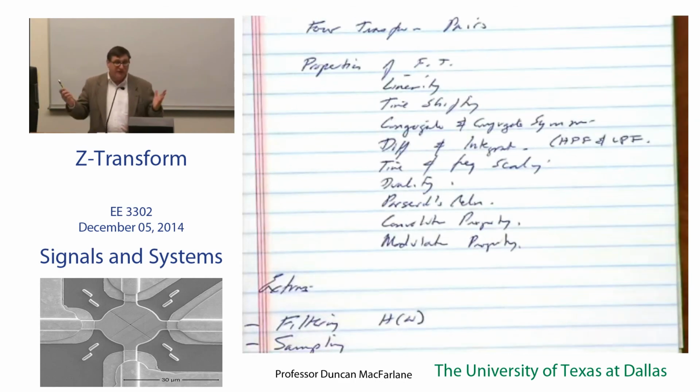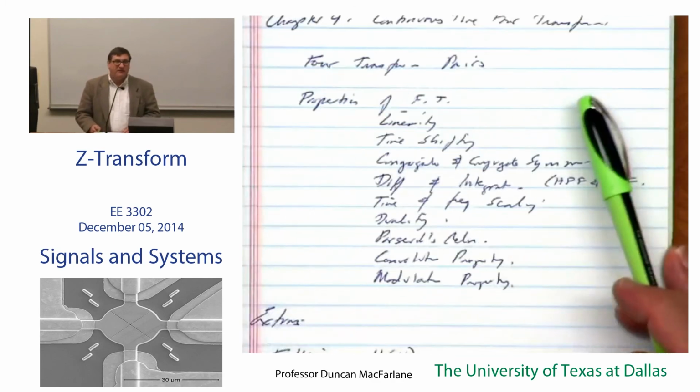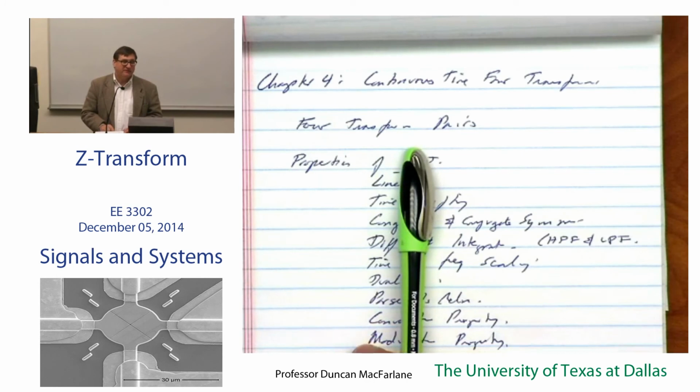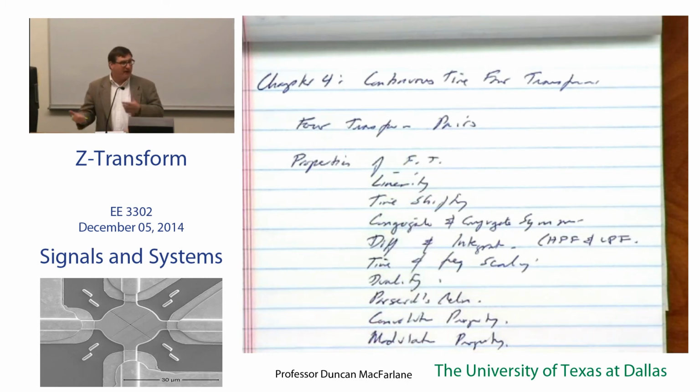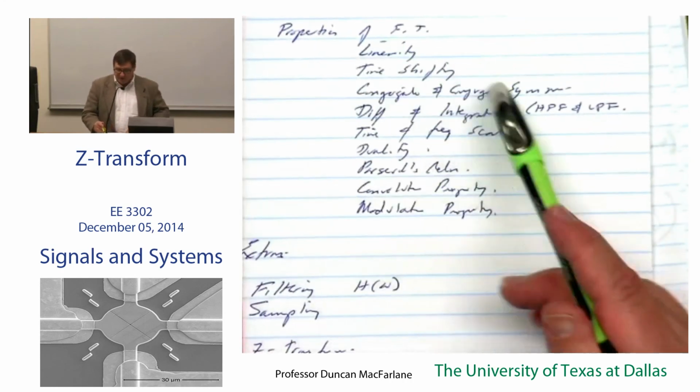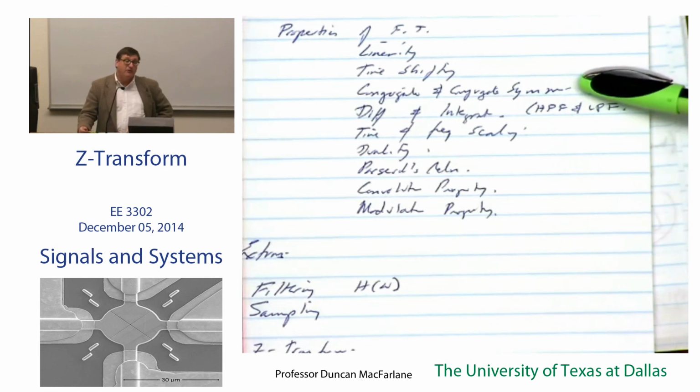Chapter 4, this is really the last page. Continuous time Fourier transforms. Fourier transform pairs. Okay, the whole concept of moving back and forth between time and frequency. Properties of those Fourier transforms: linearity, time shifting, conjugate and conjugate symmetry. That was a hard derivation, but go back over that and take a look at that as well.